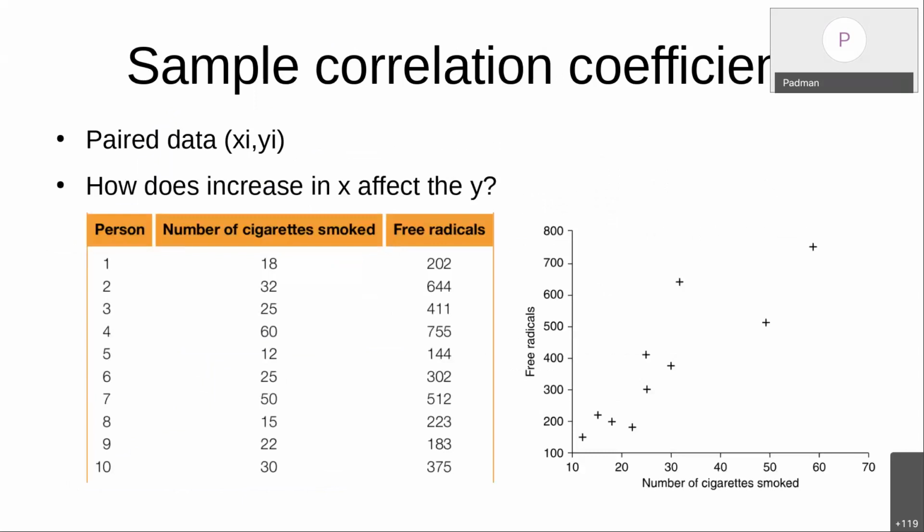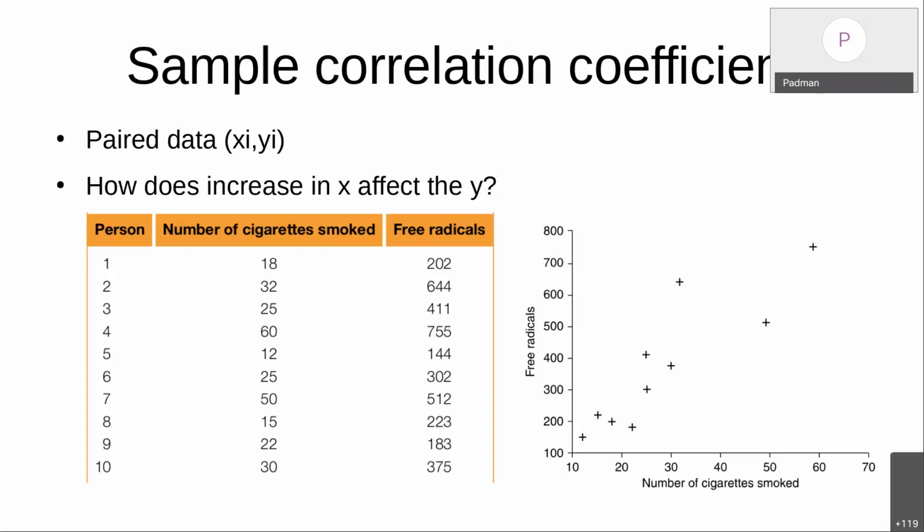Another statistic which we are interested in is the sample correlation coefficient. Here we look at the association between pairs of data x and y. So how does an increase in x affect y? For example, this data here is a sample which shows the number of cigarettes a person is smoking in a day with the number of free radicals in the person's lungs. Having more free radicals in your lungs is not a good idea because they are more reactive.